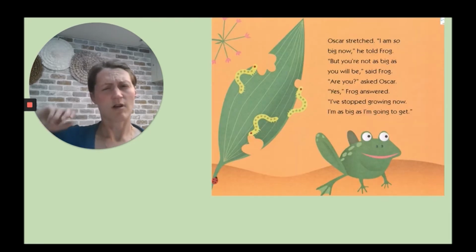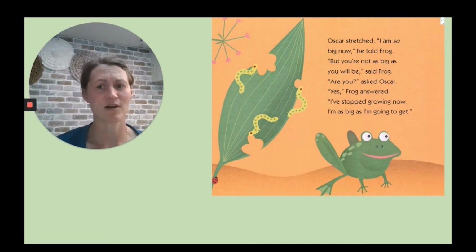Oscar stretched. "Oh, I'm so big now," he told Frog. "But you're not as big as you will be," said Frog. "Are you?" asked Oscar. "Yes," Frog answered. "I've stopped growing now. I'm as big as I'm going to get."